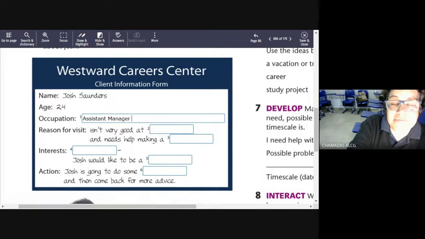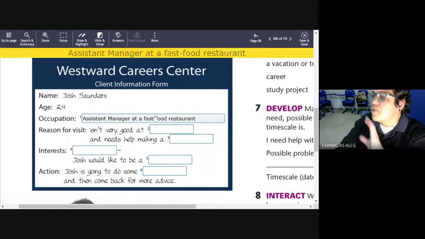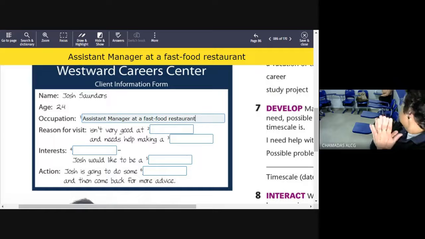Where? At a fast food restaurant. Okay, I guess this is what we got, right? Assistant manager. Oh, so cute. Assistant manager at a fast food restaurant.